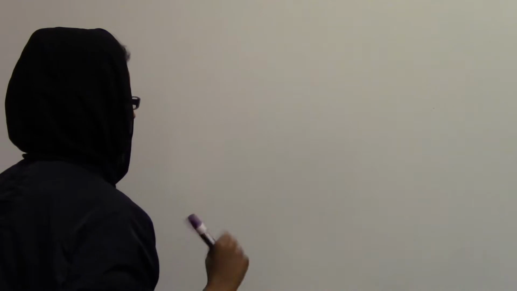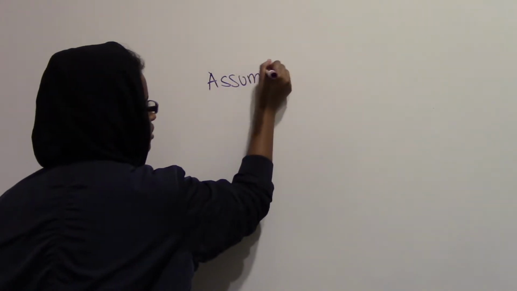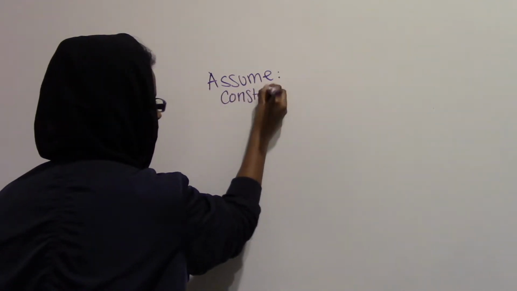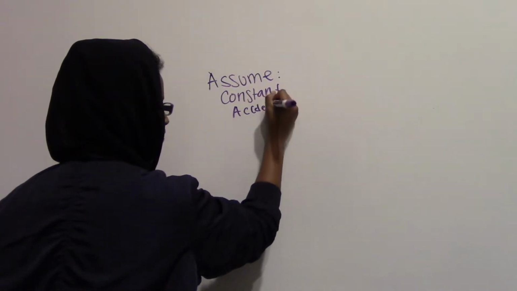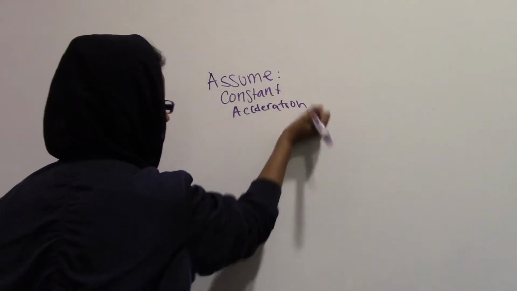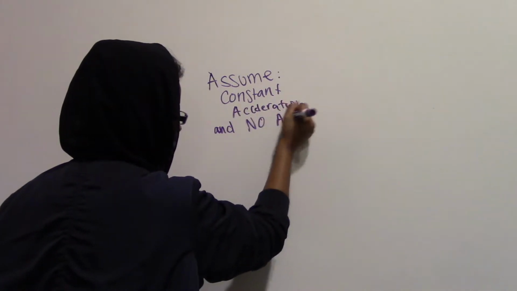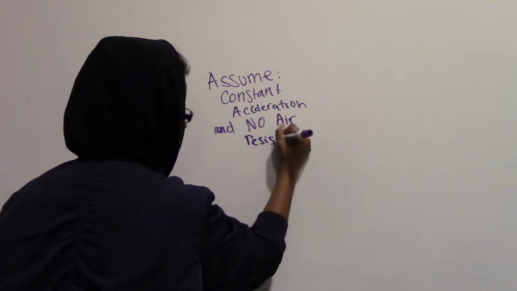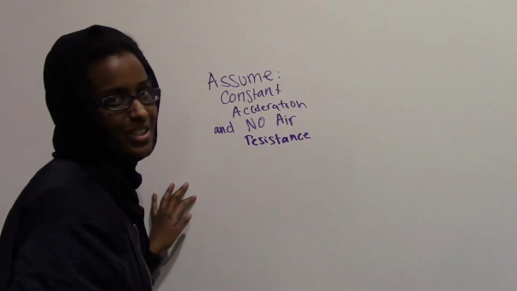The next step in our problem-solving guideline is to write down any assumptions we have. So we're going to assume constant acceleration, and no error. So we're in happy physics land here. There's no error resistance.